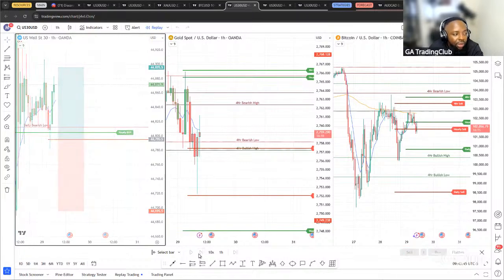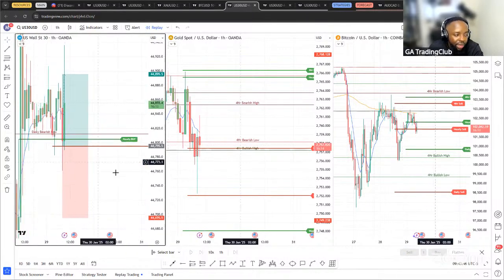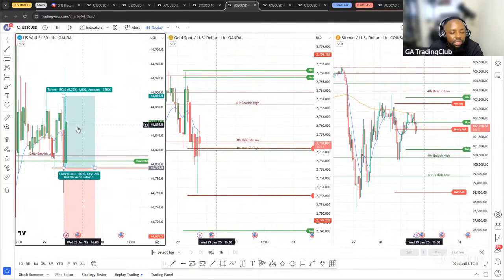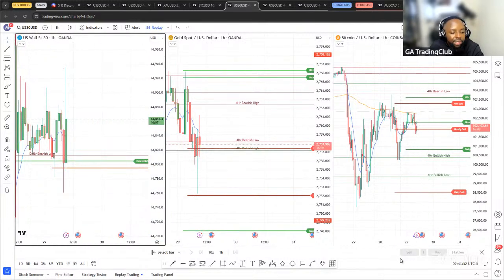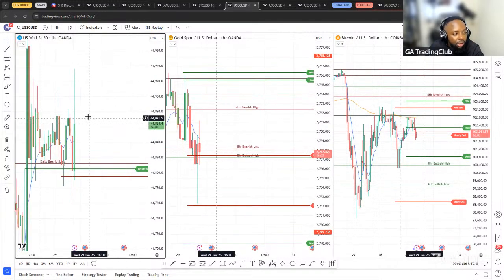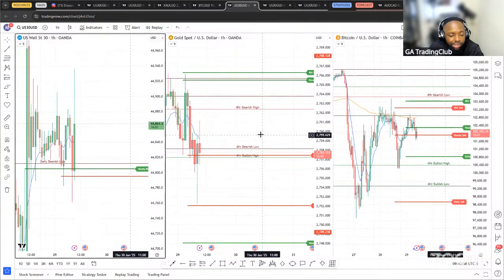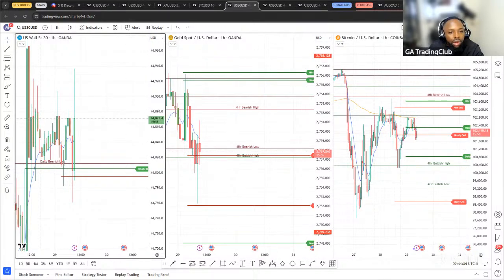However, even with some of these C setups or even D setups, you can see this one would have won. However, for me, I'm only looking to take A plus setups and only setups that satisfy all three requirements. But just keep in mind, A plus setups also lose. You can have a D setup that wins, so you just have to know your level of risk.